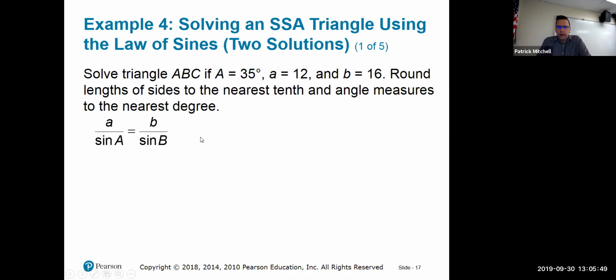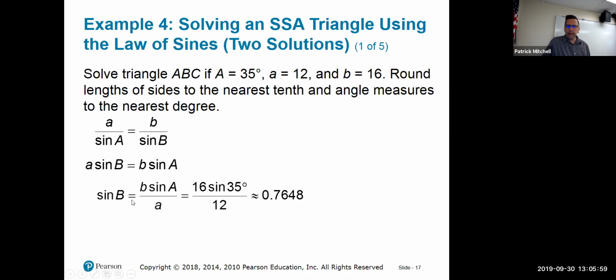So cross multiplying, you get the usual. Solve that for sine B, just like in the last example. You get sine B is equal to B sine A over A, which comes out to be 0.7648, which is within the range of the sine function. So there is an angle that has that sine. To find that angle, we will take the inverse sine of 0.7648.